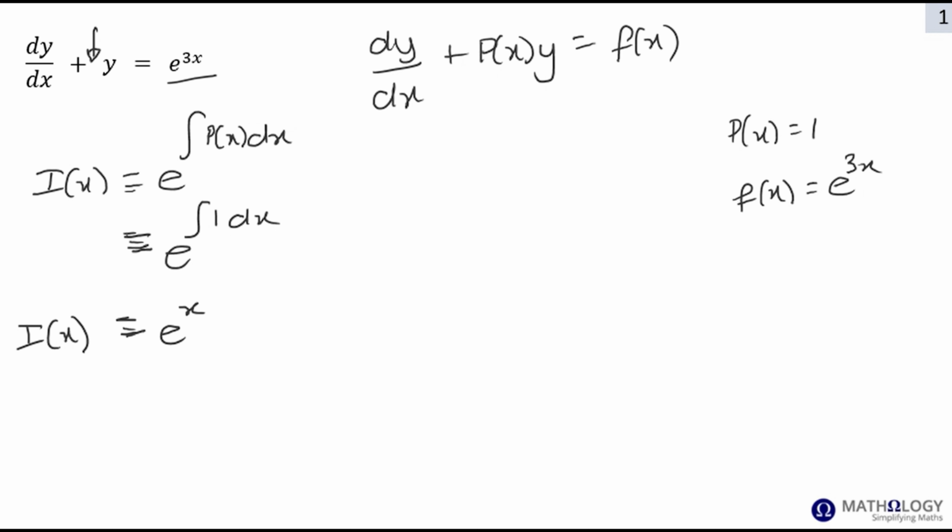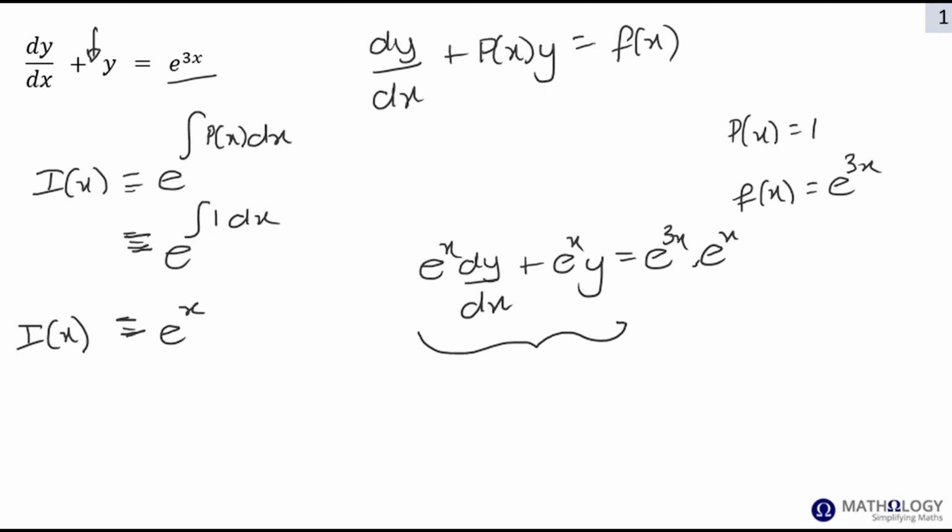We're now going to multiply every term of the differential equation by this integrating factor. So we will have e^x dy/dx + e^x y = e^(3x) times e^x. The left-hand side now reduces to this form, d/dx of (e^x y), and that equals e^(4x). When multiplying powers with equal bases, we add the exponents.